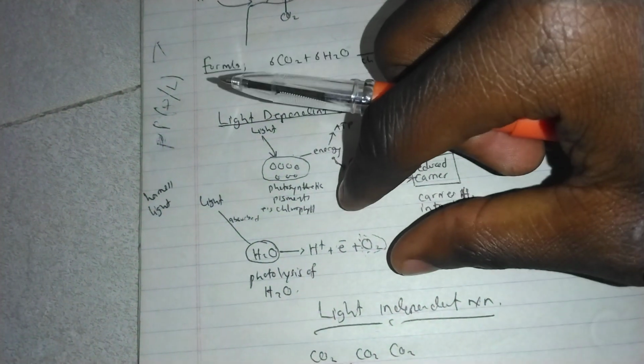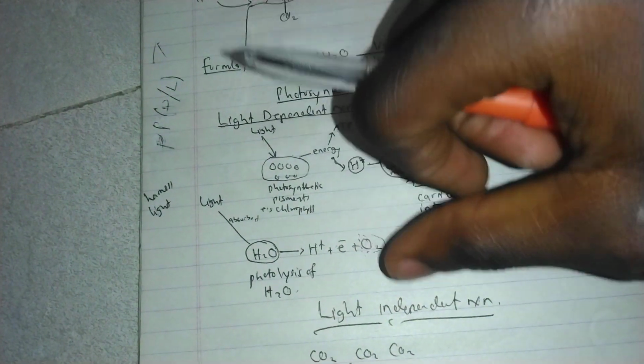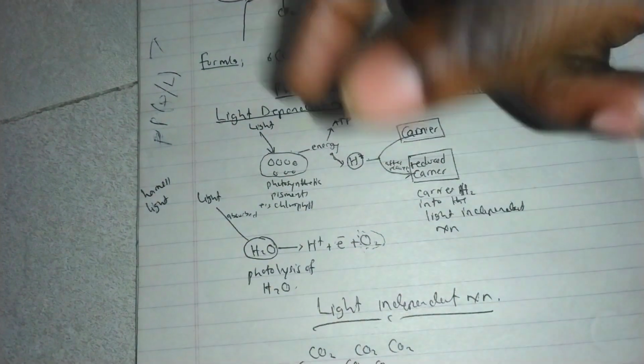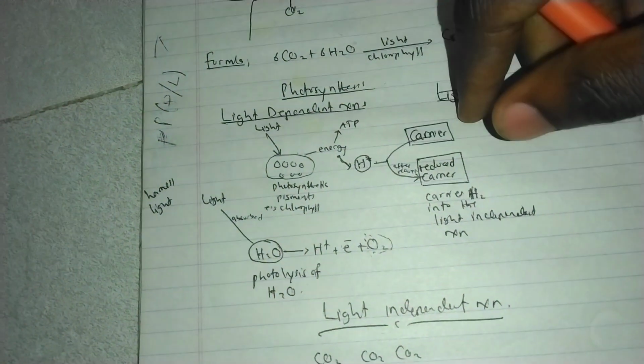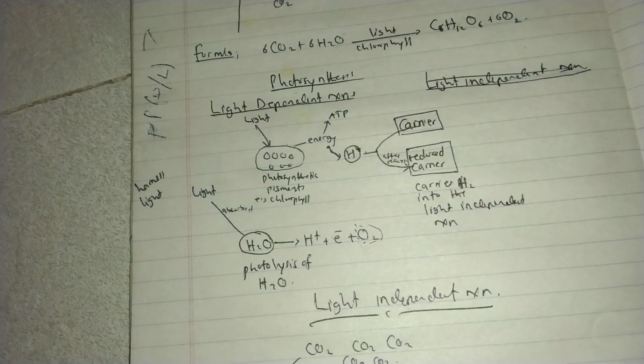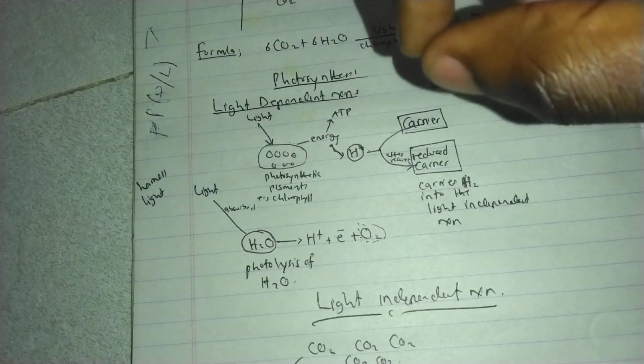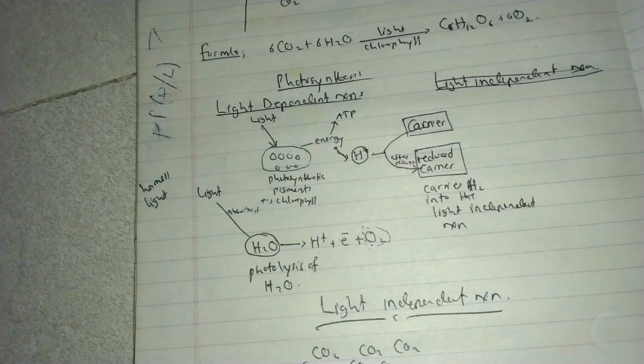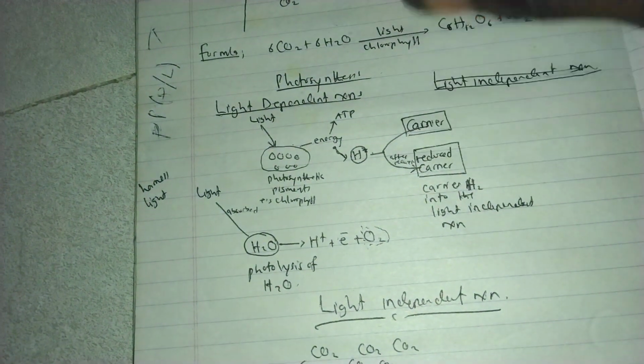Then the second thing that the sun hits is the water. The water absorbs the sunlight energy, and there will be a process which is known as the photolysis of water. In the photolysis of water, the sunlight energy hits the water and splits it into hydrogen ions, electrons, and oxygen. Are we together? So that is it.